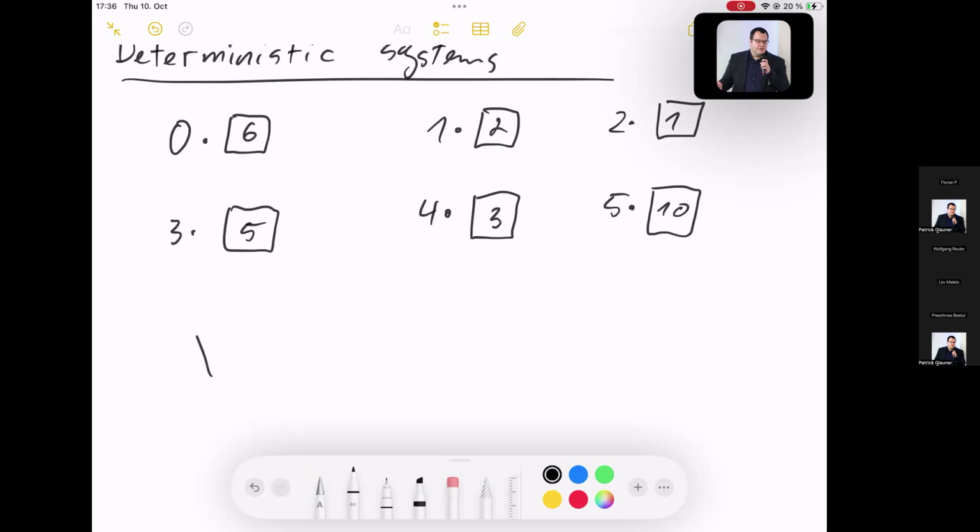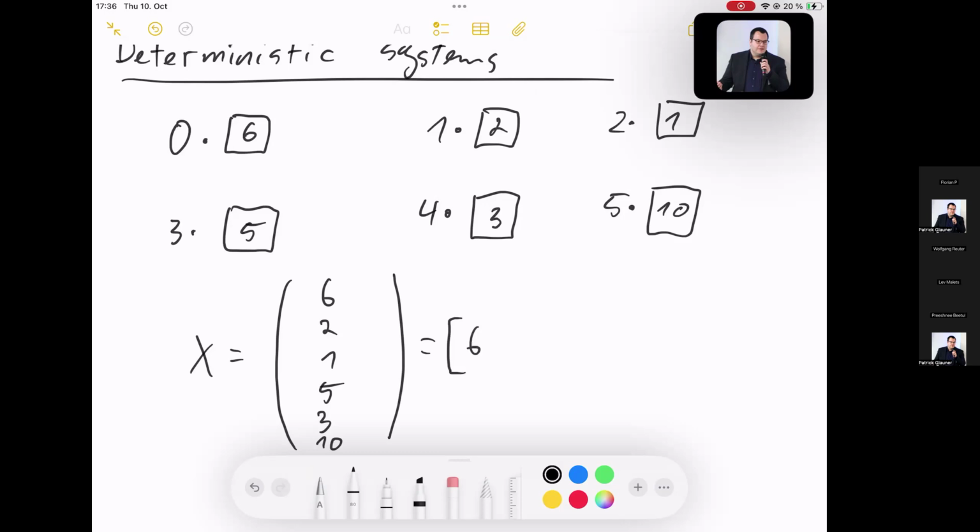And this is now actually a state of our deterministic system, and we'll later see why it's deterministic. And we could describe this state as a vector. And we can write, say, the first element has 6 marbles, then 2 marbles, then 1 marble, 5 marbles, 3 marbles, and 10 marbles. But since this takes lots of space to use the column vector here, a notation we often use instead is just a row vector.